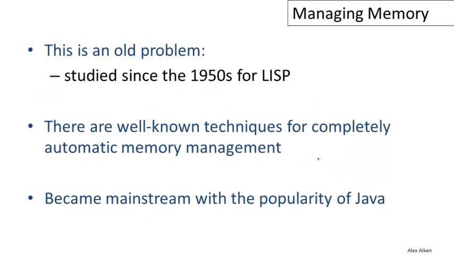So this is a very, very old problem. It's been studied since at least the 1950s, and it was first thought about carefully in Lisp. There are some well-known techniques for completely automatic memory management, so you don't have to manage memory yourself. This only became mainstream in the 1990s, with the popularity of Java. Prior to that time, there was really no mainstream language that used automatic memory management. So it's really just in the last almost 20 years that garbage collection and automatic memory management in general became a popular mainstream programming technique.